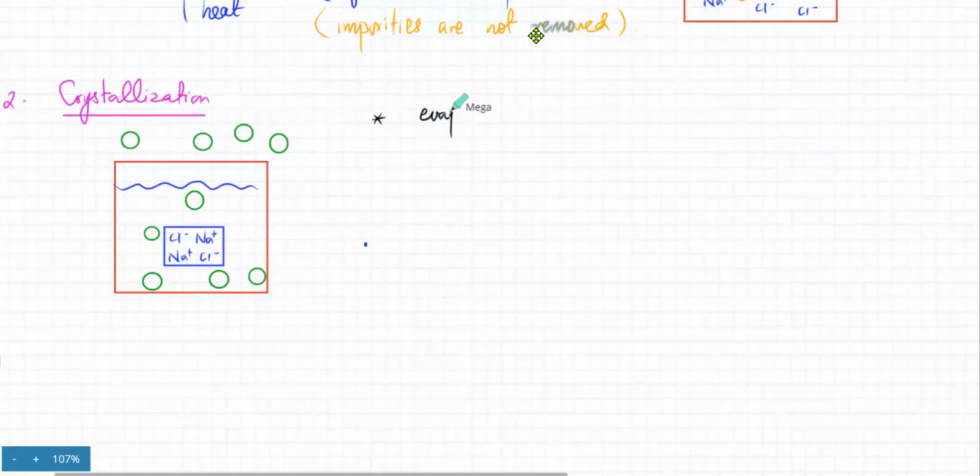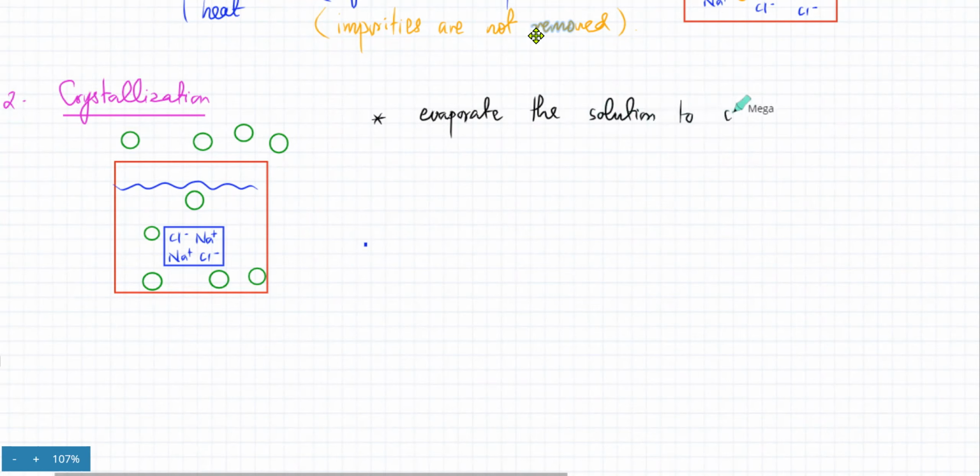The first line would be, if you want to describe crystallization: evaporate the solution. And remember to memorize this. So this usually carries 1 or 2 or 3 marks in a lot of questions. So evaporate the solution to saturation point or crystallization point. Let's call it crystallization point. This is the point when the amount of water is so little that the particles can join up and form crystals. So evaporate and get rid of some of the water, and evaporate the solution to crystallization point.